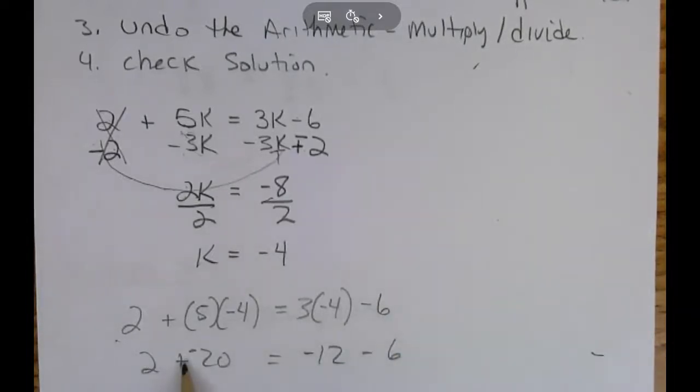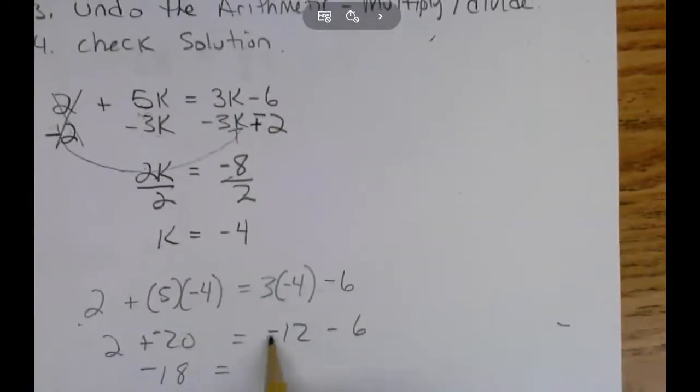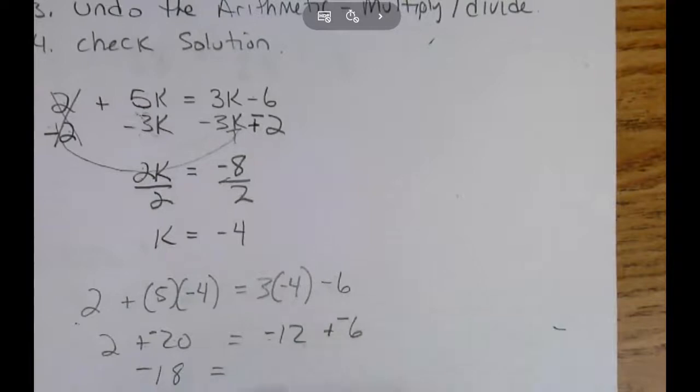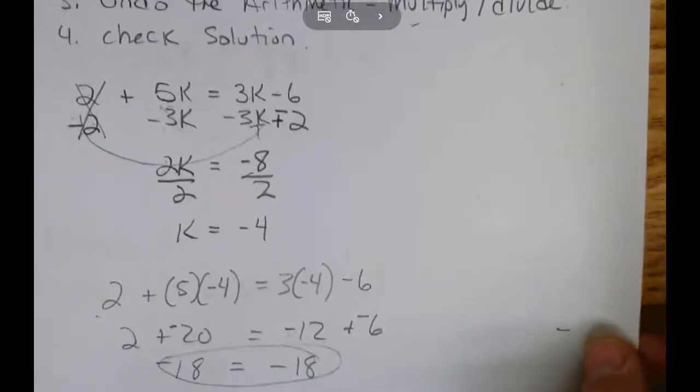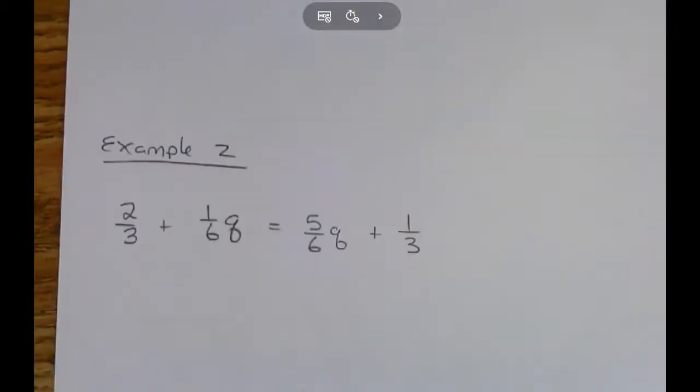This is going to be 2 plus a negative 20 is negative 18. And then here it's going to be negative 12. And change the sign and add negative 18. It's a correct answer. So it's kind of cool about algebra. So let's look at a couple problems and you'll be ready to do your homework.